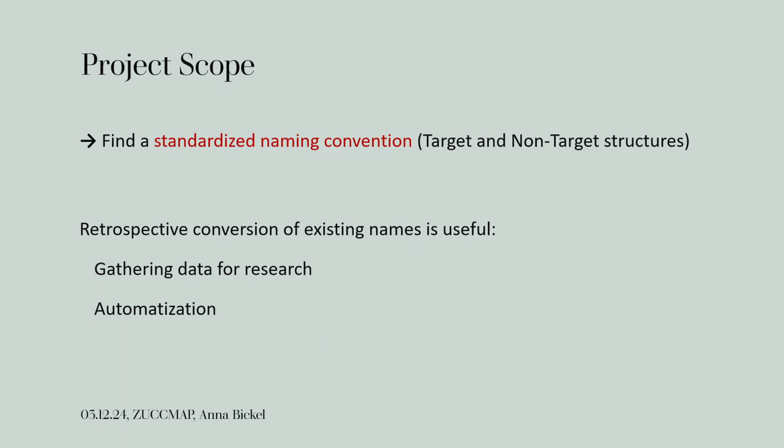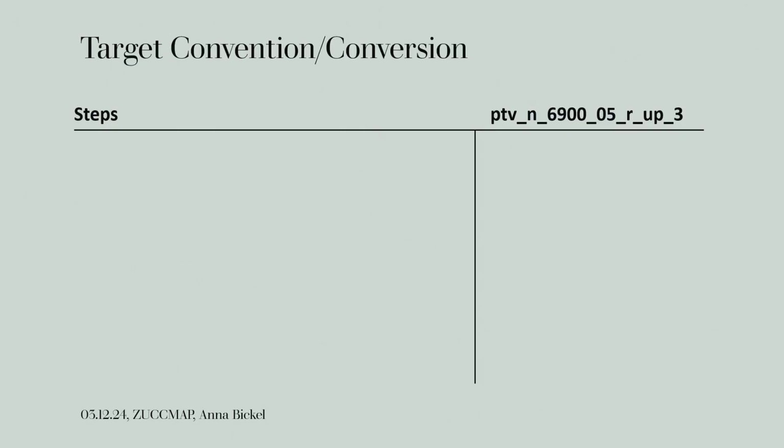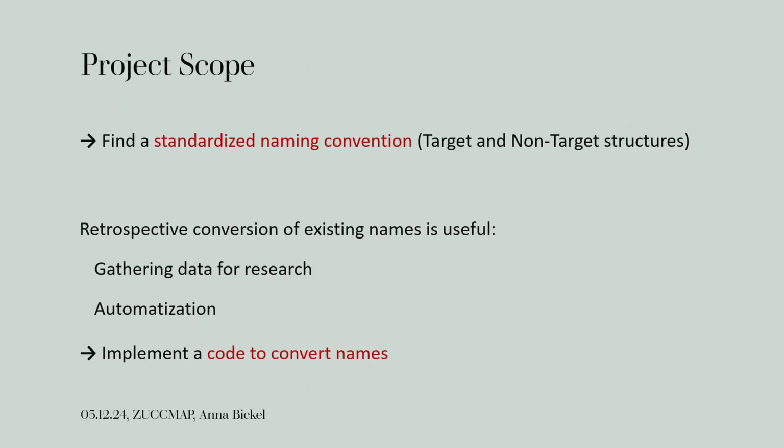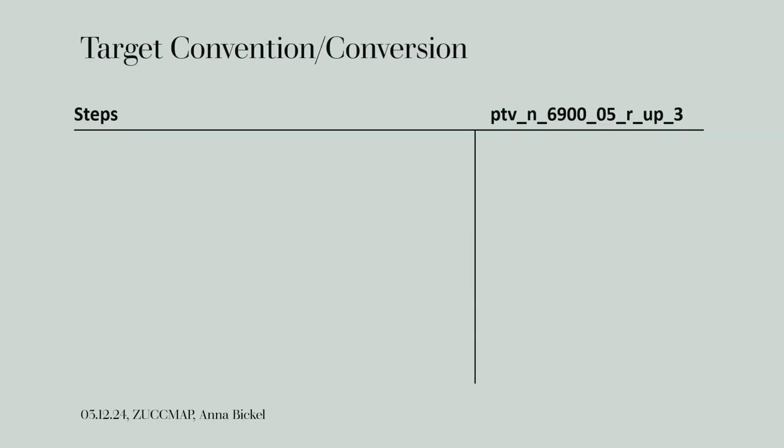And here we had the idea of not only retrospectively converting the names, but also prospectively converting the names. So we would implement a template-based treatment planning. So when the treatment planners would name their structure, they had a template, which would give them feedback if the structure coincides with the convention, but for that you need a standardized convention. So not only do we want to find a standardized convention, but we want to implement a code to convert these names. And we will look at the convention and the conversion of the code at the same time.